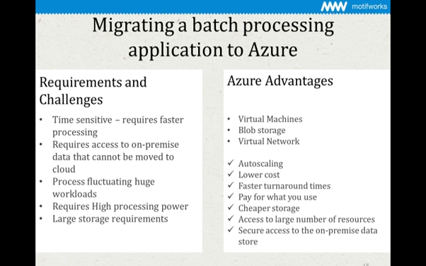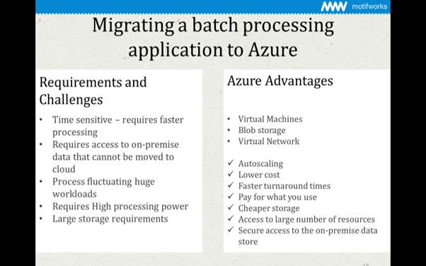Large storage requirements. You can move this batch processing application using Windows Azure virtual machines and blob storage. And you can connect to the on-premise data store using a virtual network. So with that, you will be able to get your application to the Windows Azure platform in no time using the virtual machine option with minimal changes to your applications. You can leverage blob storage and connect to the on-premise storage network using a virtual network without compromising any security and privacy requirements. It provides you that auto-scaling, lower cost, faster turnaround time.